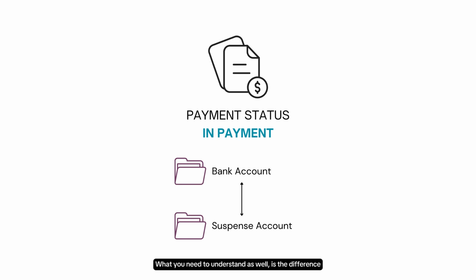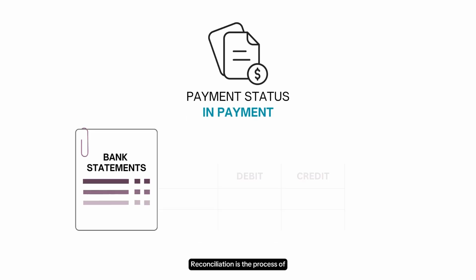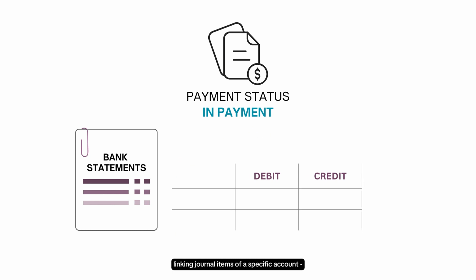What you need to understand as well is the difference between reconciliation and bank matching. As further explained in our tutorial on bank statement reconciliation, reconciliation is the process of linking journal items of a specific account, so the account needs to be the same, and matching its credit with the debit. It is a process that is also used outside of bank transactions. In that case, the basic reconciliation process does not create any journal entries. It only indicates which journal items are related to each other.